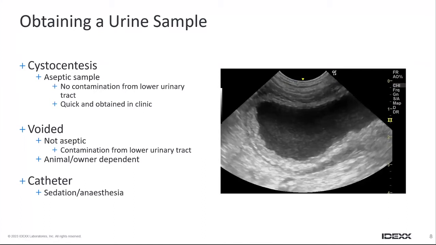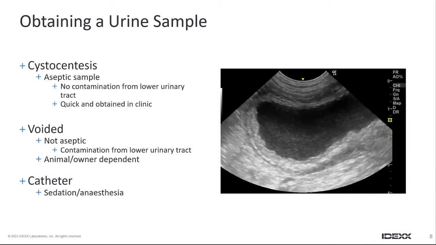So in an ideal world, and we definitely do not live in an ideal world, but such is life, I would recommend where possible that we consider a cystocentesis sample unless it's contraindicated. The reason for that is that it allows us to have an aseptic sample so that if we do decide we need to culture the urine, it's suitable for that. There's no contamination from the lower urinary tract. There's no contamination from the floor or the litter tray, and it's quick and obtained in clinic.